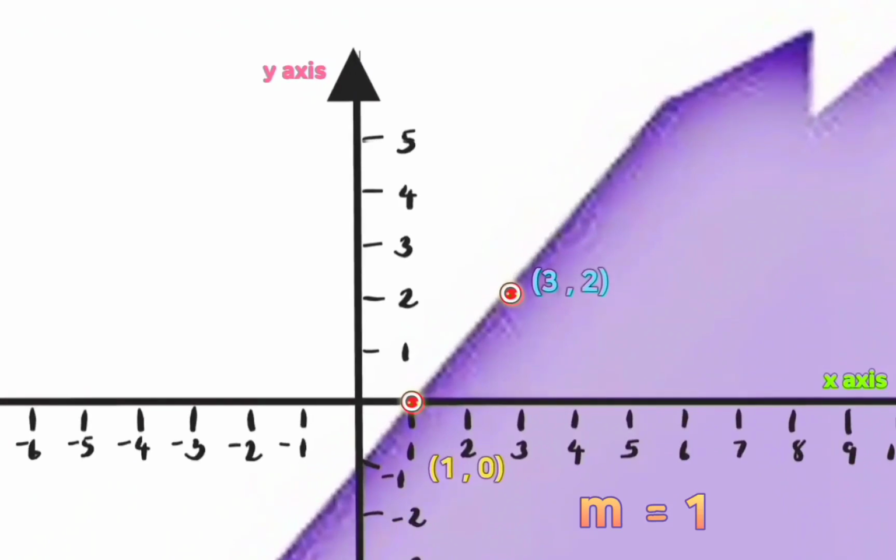In other words, for every 1 meter this mountain goes up or down, it goes across 1 meter. You can find the slope of any line this same way as long as you know the coordinates of any 2 points.